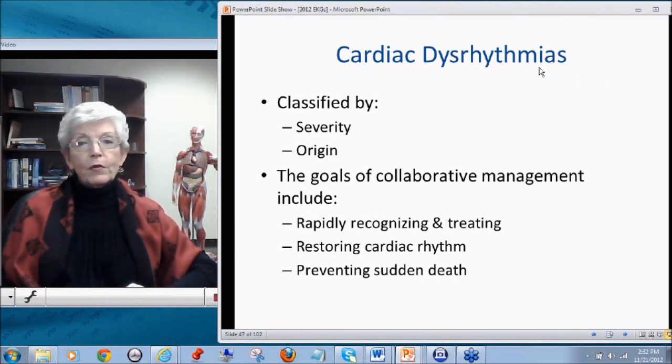It's just looking at rhythms. So the rhythms that we're going to be looking at are classified by their severity. Are they lethal? Are they Mickey Mouse, who cares? Where did they originate? In the atria, in the ventricles, for example. And the goals of collaborative management are that we want to rapidly recognize so that we can treat, we want to restore cardiac rhythm, and we want to prevent sudden death.